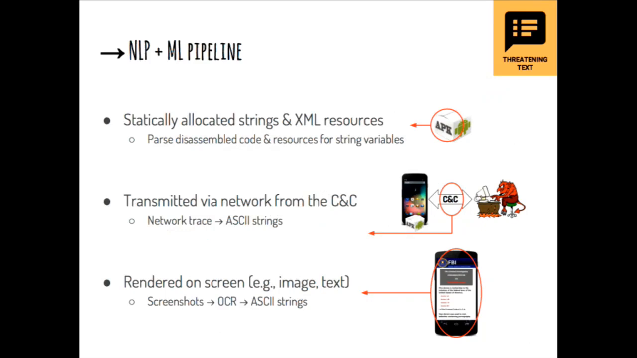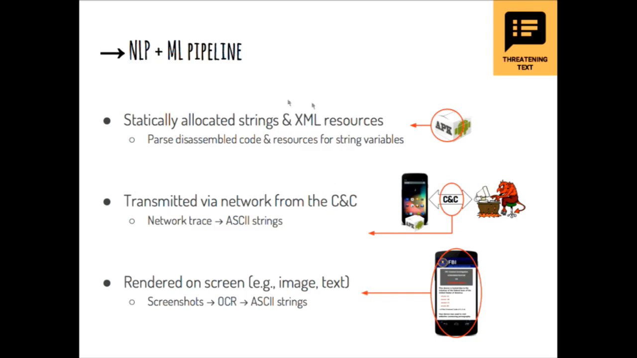So to analyze this text, we use a natural language processing plus a machine learning pipeline. And we start by extracting the text that we want to analyze. We have mainly three sources of text. First, we found that many families simply embed the text in plain text into the string variables or into XML resource files. And in this case, we simply disassemble the APK and we extract all the ASCII strings that we could find.